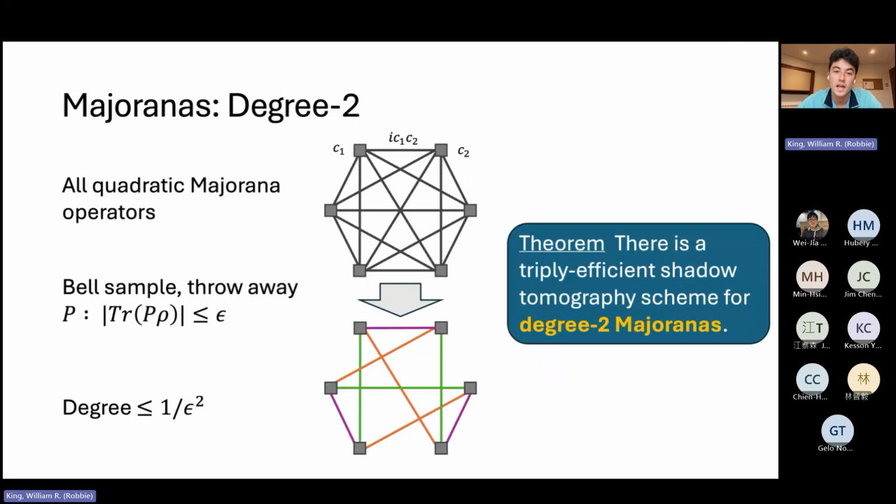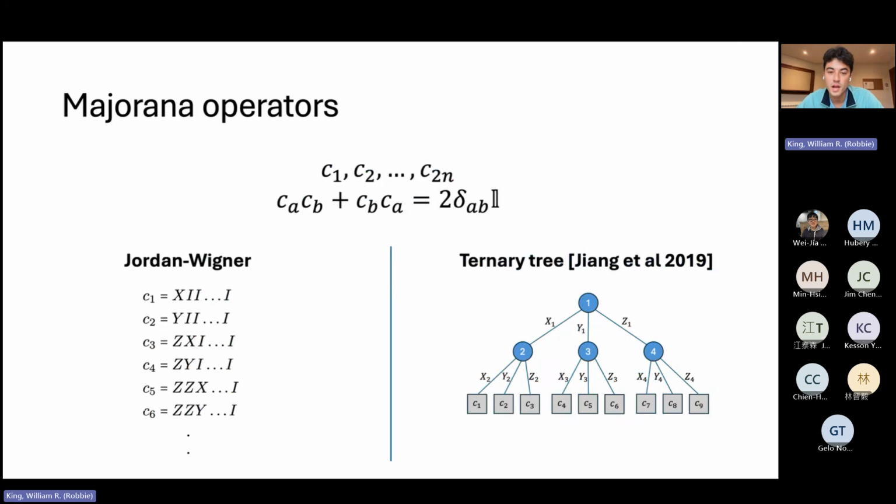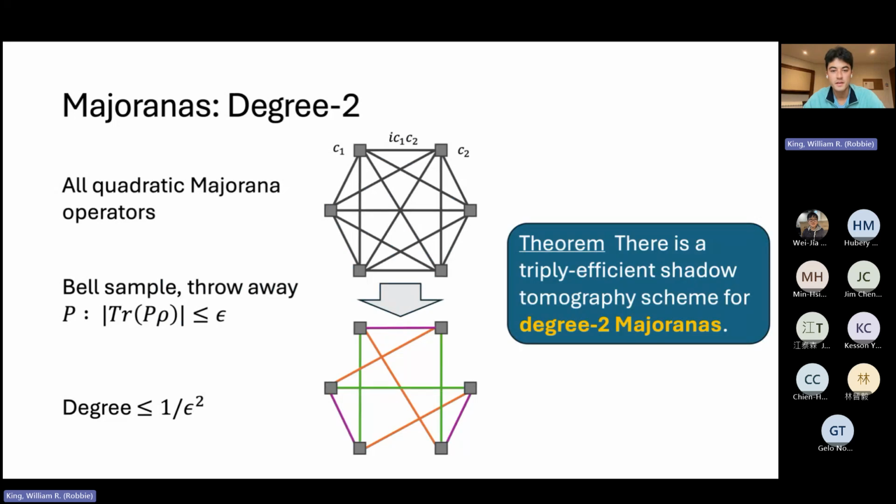So the first example we can look at is if we want to measure all of the degree 2 Majorana operators, and I should note that only the even degree ones are physically relevant. So I could be interested in C1, C2, and the fermionic people would call that a one body reduced density matrix. Or the degree 4 ones would be the 2 body reduced density matrix, and so on. But we never have odd products. So the degree 2 is the lowest case.